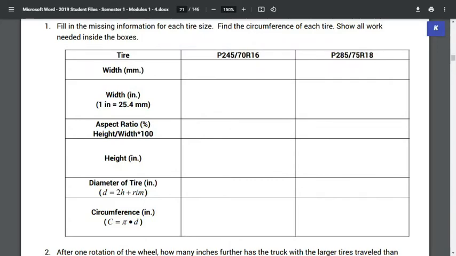Okay, so in this chart we're going to compare the two tires. The first one that we have, this P245, was what was already on the truck. So this was the factory installed. And then this right here is your new tires.